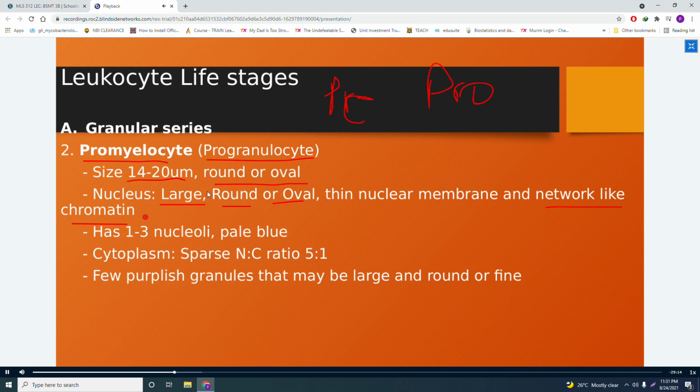So class, when you compare the nucleus with your myeloblast, you start to notice that there is a decrease in the nuclear material. The reason for this is because the cell is starting to mature. Okay? So from 2 to 5, naging 1 to 3 na lang yung nucleoli niya. Then the cytoplasm is still sparse, onti pa rin, but it has a nucleus to cytoplasm ratio of 5:1 na lang. Then we have your few purplish granules that may be large and round or fine. Okay? So any questions for this class?